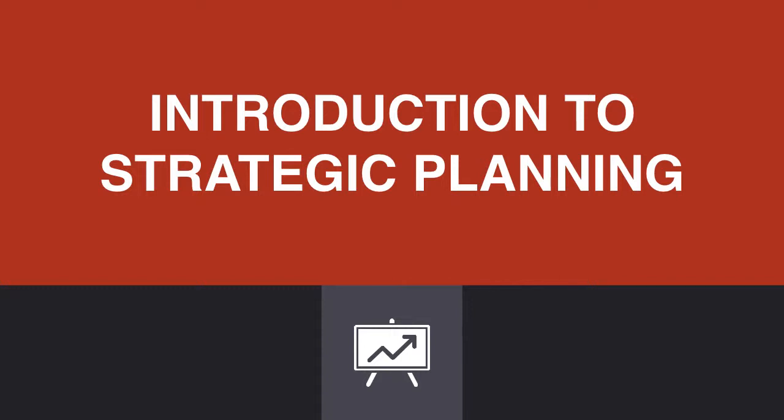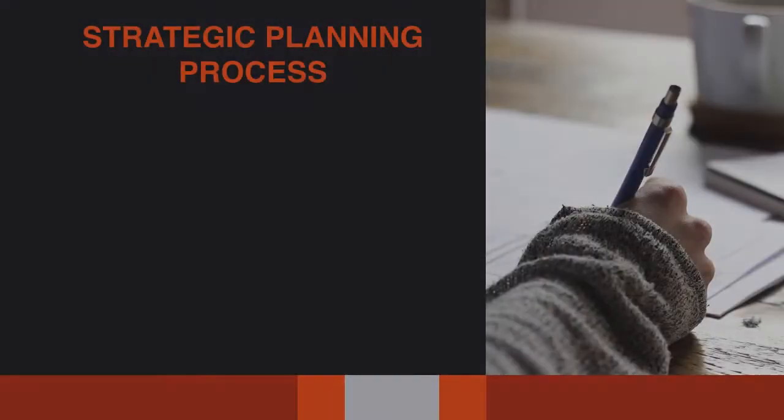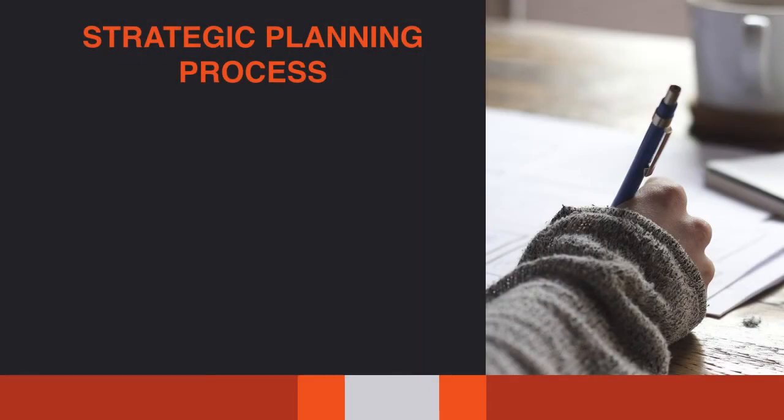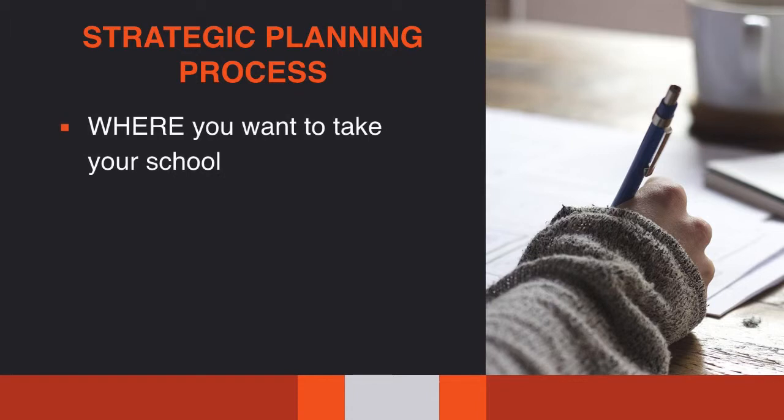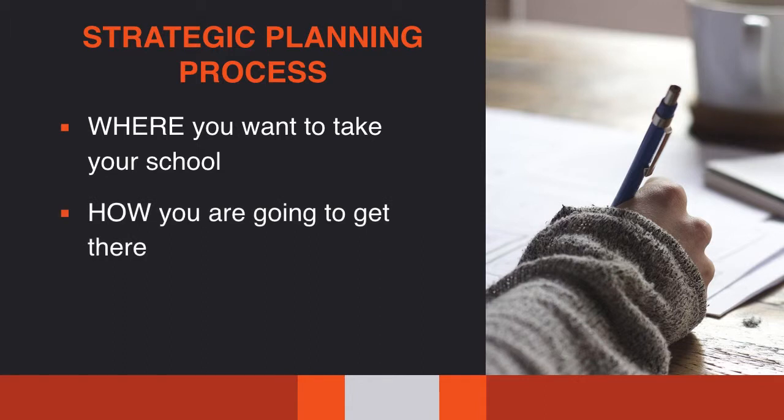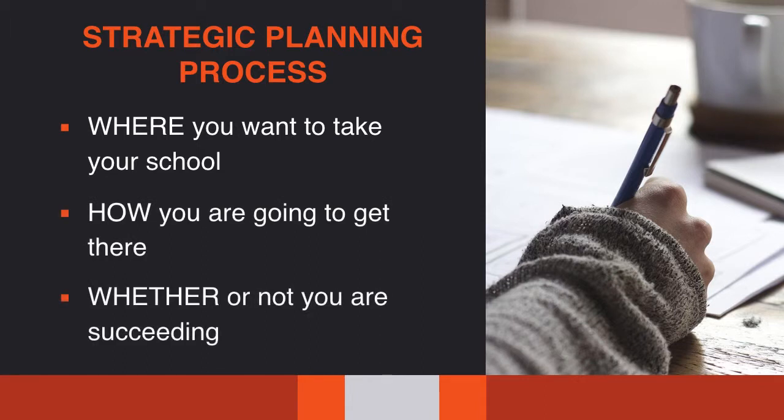This video introduces the foundations, or the basics, of an effective strategic planning process. The strategic planning process is a series of steps or stages that you will need to go through to help you figure out where your school is going in the future. What is your vision for the school? How are you going to get there? And lastly, whether you are succeeding or not. Is your school achieving its goals and the vision?